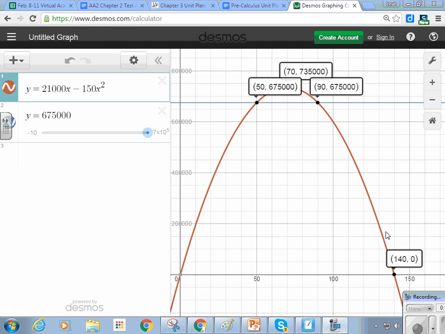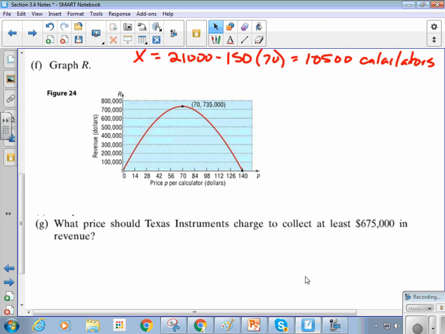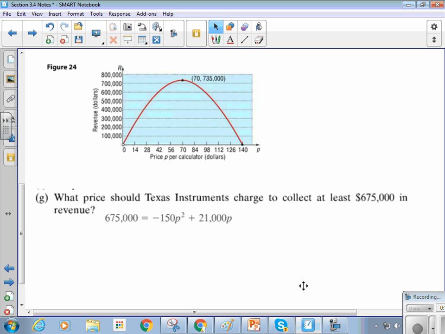Okay, so this is a spoiler alert. We're going to do the math that backs this up. But if you put the line y equals 675,000 on your graph, and you look at where your function equals 675,000, that's at 50 and at 90, then you can see, okay, to make at least $675,000 in revenue, my pricing has to be between 50 and 90. But we're going to go back and do the math on this. And we're going to set our function equal to 675,000.